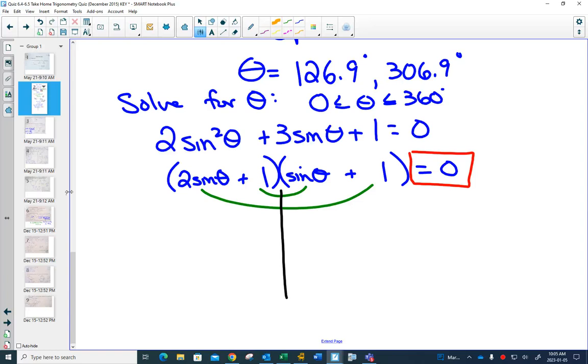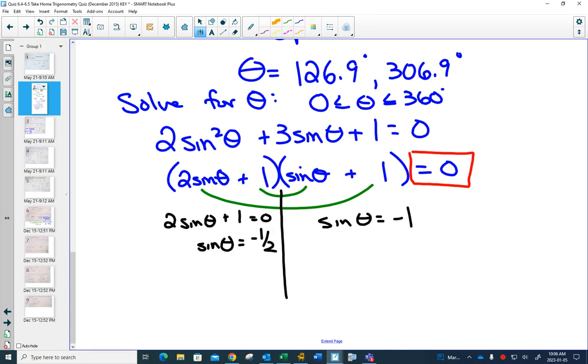Then, once you have factored it, the reason we factor is we change adding to multiplying, and when you have 2 things that multiply to equal 0, either the first one is 0 or the second one is 0. If the first one is 0, if this is equal to 0, and you don't have to show that first step, most people just can rearrange things and figure this out right away to be sine of theta equals negative 1/2. And here, sine of theta is equal to negative 1.